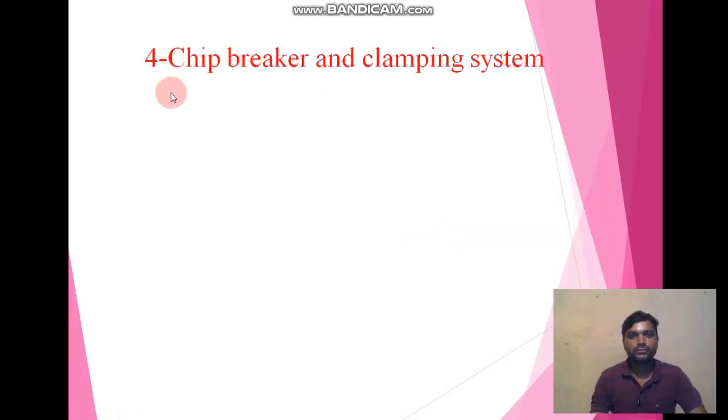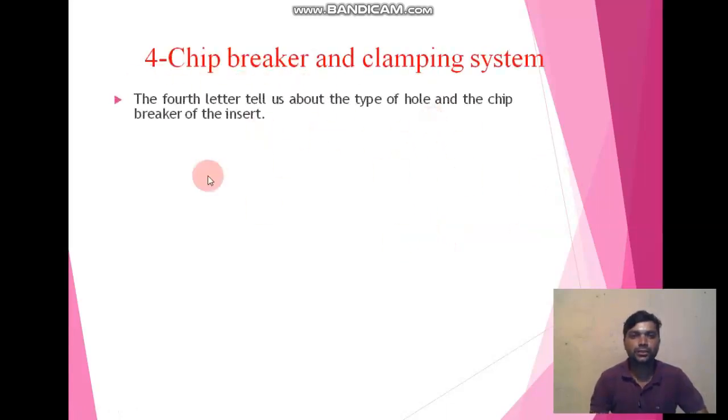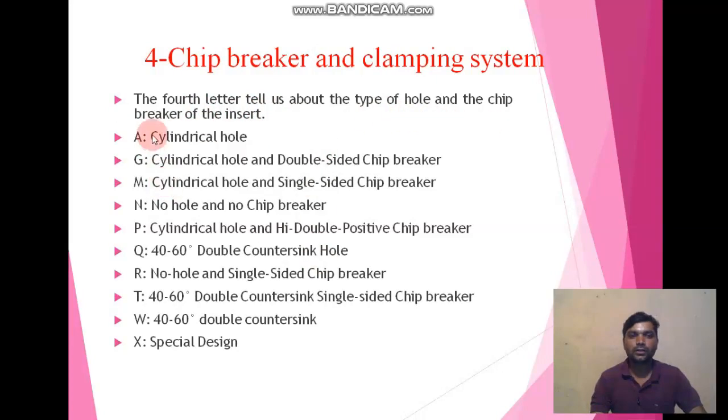Next, the fourth position is chip breaker and clamping system. The fourth letter tells us about the type of hole and the chip breaker of the inserts. If in the fourth position there is the letter P, it indicates a cylindrical hole and double positive chip breaker. If there is the letter T in the fourth position, it indicates a 40-60 degree double countersunk single sided chip breaker. Likewise we have other letters, and each letter indicates a special chip breaker and clamping system.